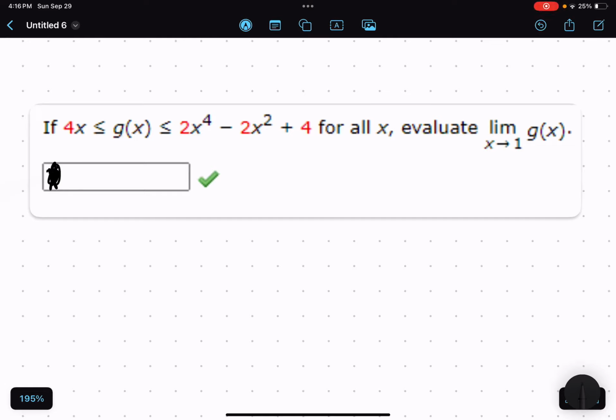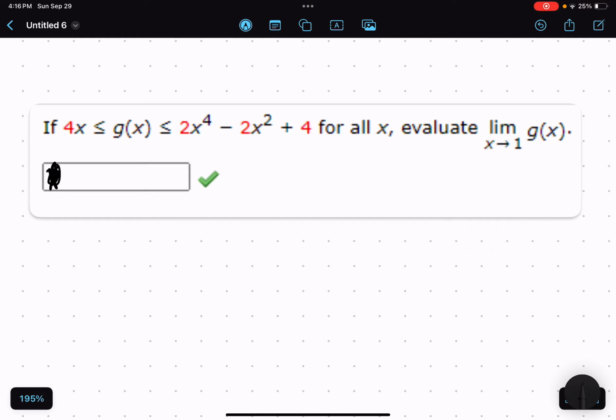So this is how we're going to evaluate a limit and its functions using squeeze theorem, right? When we're given something like this, if 4x is less than or equal to g of x, less than or equal to 2x to the fourth minus 2x squared plus 4, for all x, evaluate the limit as x approaches 1 of g of x.